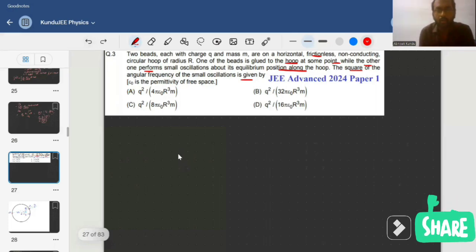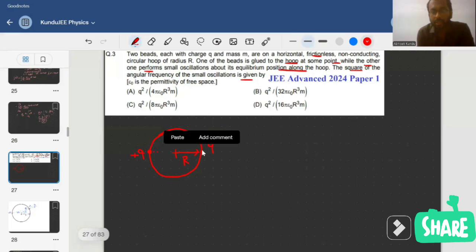Now let us visualize the problem and draw the diagram of how it will look. The circular hoop has radius R. One of the charges Q is fixed or glued at some point and another charge is oscillating. What will be the equilibrium position of the other charge? This is the equilibrium position, because the charges repel each other, but one is fixed, so this one cannot move except along the circular hoop, in this direction.